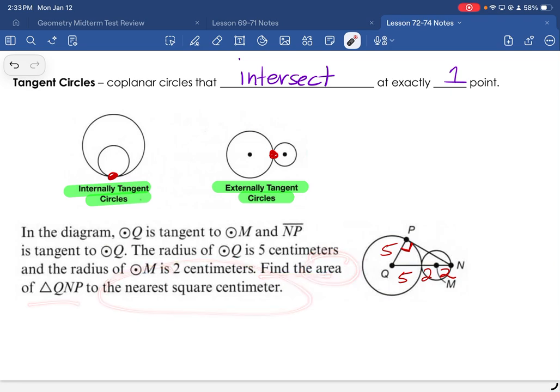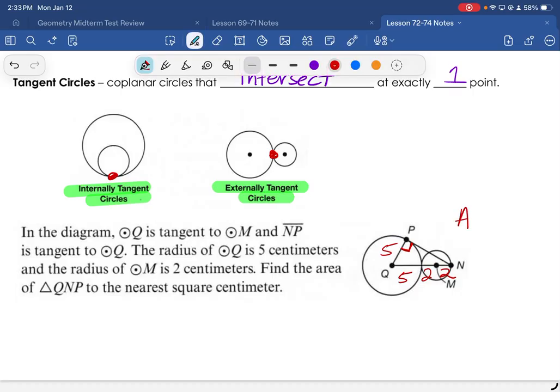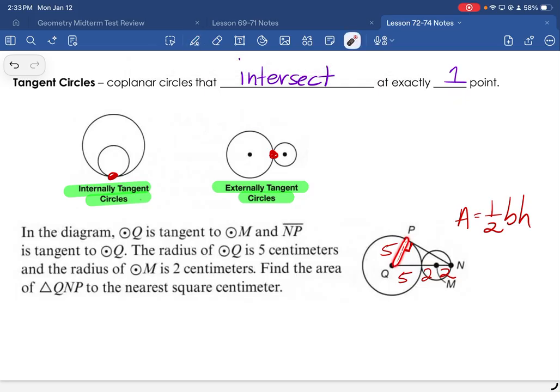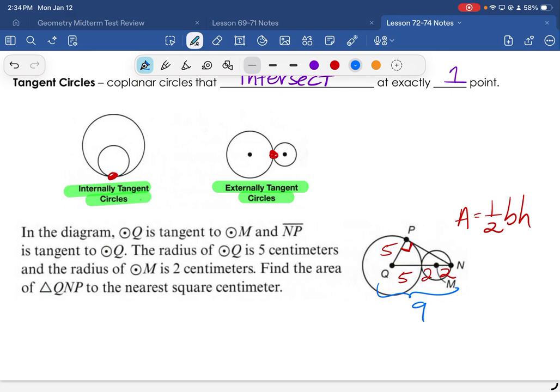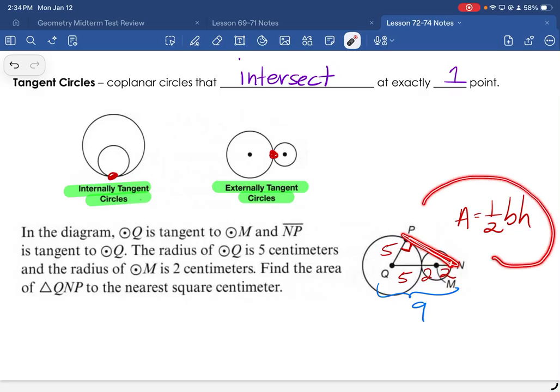What's the formula for area of a triangle again? Base times height divided by 2. Yes, 1/2 base times height. Well, look up here. I have my base. I don't have my height. How do I find the height in order to solve for the area? Pythagorean theorem. Yes. What does this side measure? 9. It does. It measures 9. So, use the Pythagorean theorem, please, to find my height so that I can find the area by using 1/2 base times height.